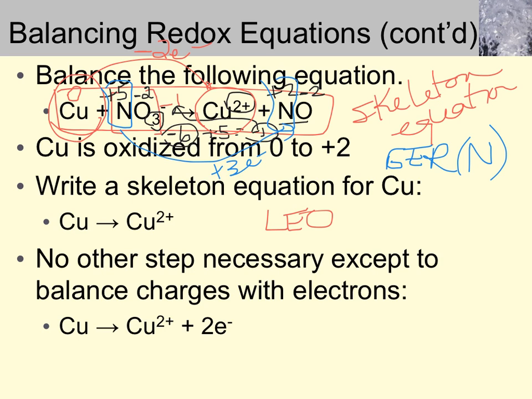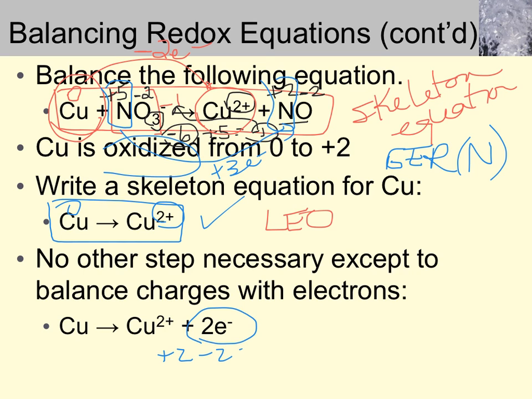We're going to write out the skeleton half reactions. Copper has been oxidized, and so the copper skeleton half reaction looks like this. Remember the steps. You balance the atoms first. They're already balanced. There is no oxygen or hydrogen to balance, but we do have to balance the charge. There's a +2 on the product side and a 0 on the reactant side. They've got to be the same on both sides. I can balance that out by adding 2 electrons, because now we have +2 minus 2 equals 0.